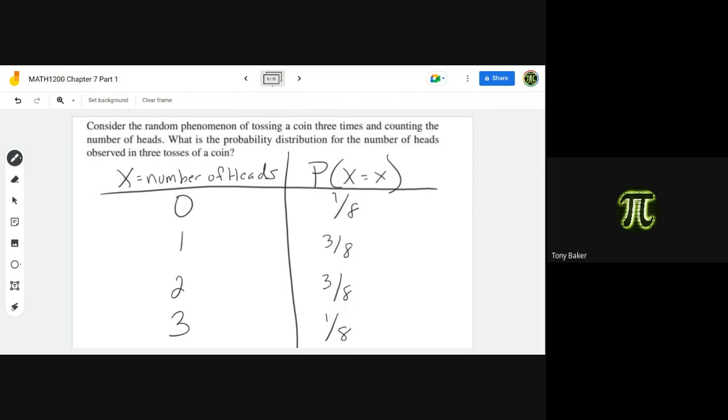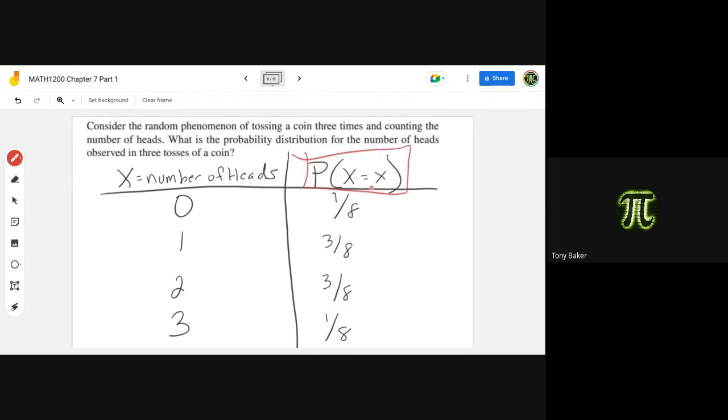Does that meet the criteria of a discrete probability distribution? Yes. For all the values between 0 and 1? If I add them all up, does it equal 1? Yes. That is the probability distribution of the number of heads observed. Notice this.